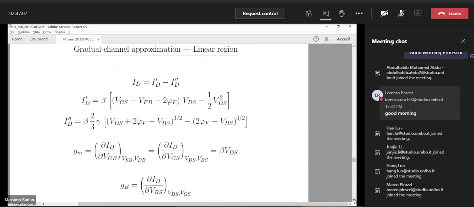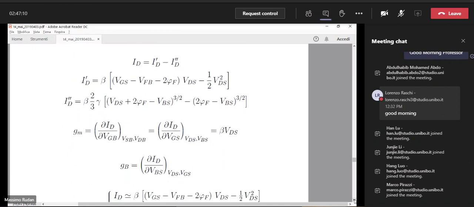Globally, we can express the current, the drain current of the MOS transistor in this theory as the difference between two currents, ID prime, ID second. ID prime is the linear parabolic part, and it is written in the second line. ID second is the other part with the terms to the 3/2, okay?